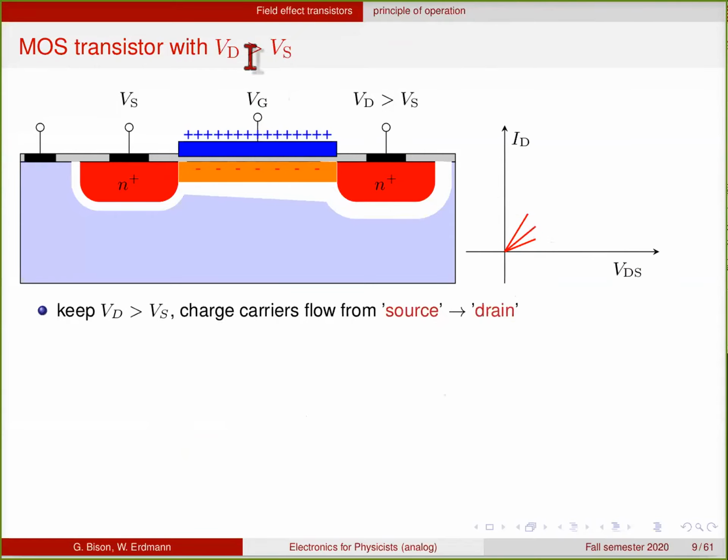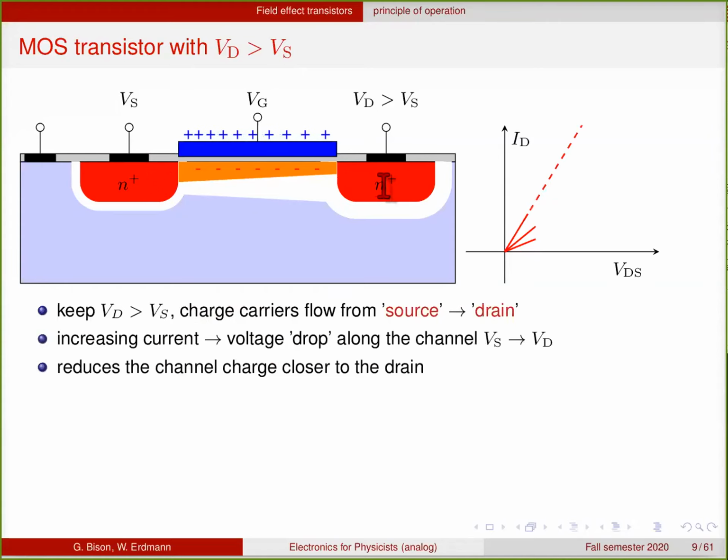Now we start increasing the voltage more. Let's restrict ourselves to the case where the drain voltage is higher than the source voltage. In this domain, we have charge carriers that flow from the source to the drain, so electrons in this case. That's where the names come from, of course. So electrons flow from the source to the drain. Now, if you increase this current, you start developing a voltage drop here. This is basically like a resistor, and if you have a lot of current, then the voltage will change along the channel, basically going from the source voltage to the drain voltage.